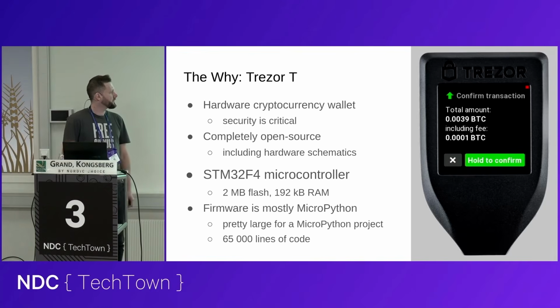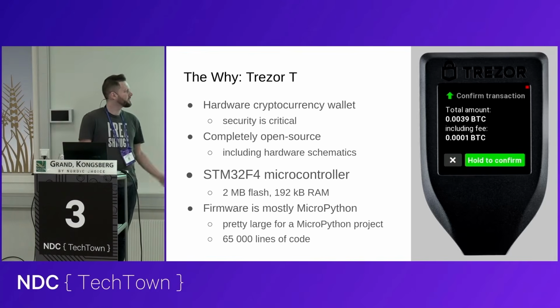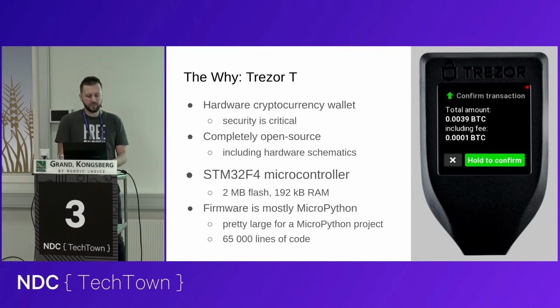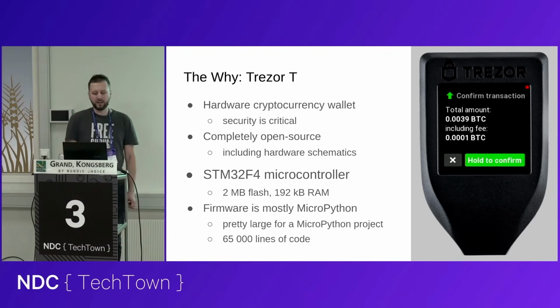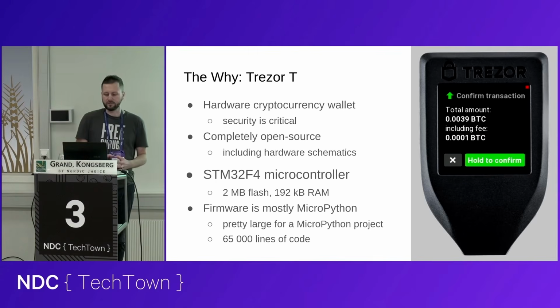It's completely open source, and this old model runs on the STM32F4. Newer models run on the newer U5, but it's not much better. And this has 2 megabytes of flash and 192 kilobytes of RAM, which is not a lot. Most of the firmware is written in MicroPython. It's pretty large for a MicroPython project. It's like 65,000 lines of code. I don't think anyone ever envisioned using MicroPython for something this big.